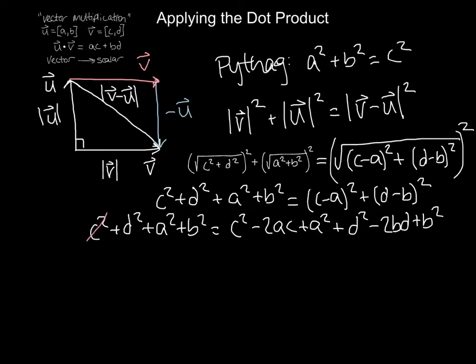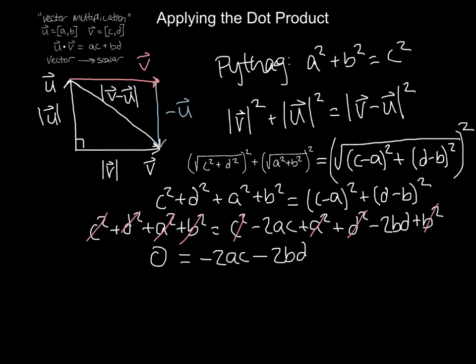I could subtract both sides by c squared. I can subtract both sides by d squared. I can subtract both sides by a squared. I can subtract both sides by b squared. And we're almost at the cool aha moment here. So there's 0 left on the left side. And then what's left on the right side? Well, we've got minus 2ac minus 2bd.